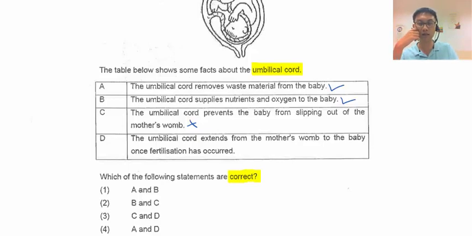Now, this D seems correct initially. Okay, but if you look at this carefully, yes, the umbilical cord extends from the mother to the baby. Right, but it's not once fertilization has occurred. It happens after a while. Okay, so it's not immediately that the cord extends. So this is not true. So I have A and B only. So 1 is my answer.